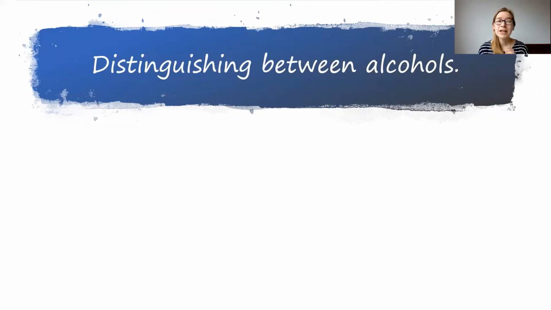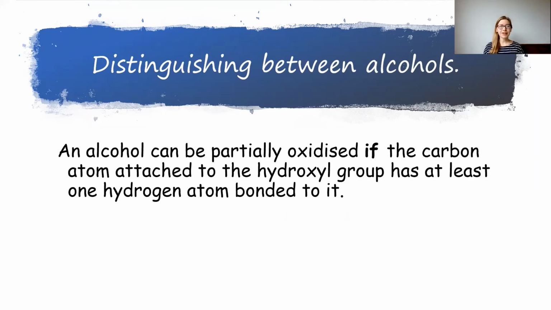So we can use oxidizing agents to help us distinguish between alcohols. Distinguish just means tell the difference. And remember, we're trying to tell the difference between primary, secondary, and tertiary alcohols. So an alcohol can be partially oxidized if the carbon atom attached to the hydroxyl group has at least one hydrogen atom bonded to it.